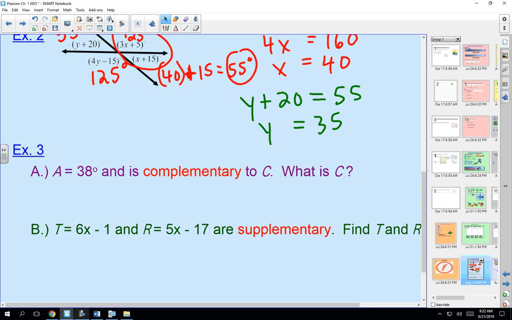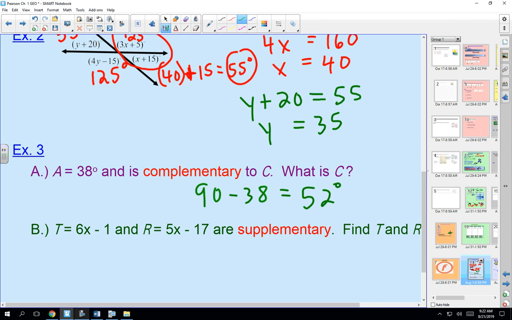This is the last one on here. It says if angle A is 38 and is complementary to C, what is C? Complementary means adds up to 90. So 90 minus 38 gives me my angle C. 52 degrees. 52 degrees for C.